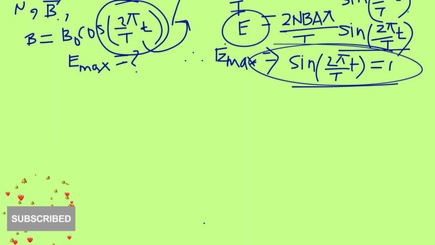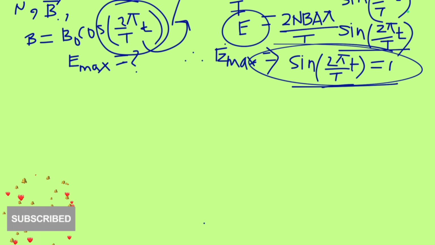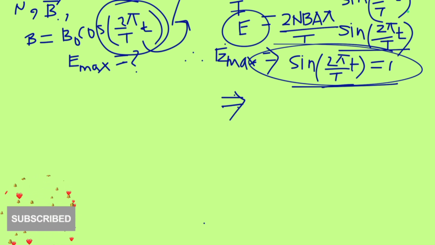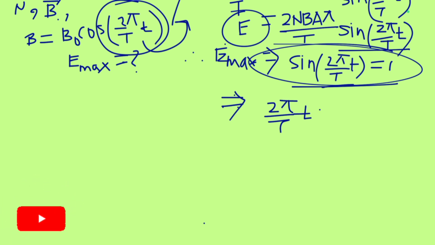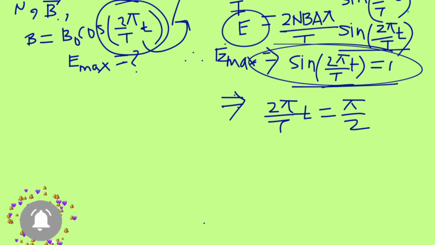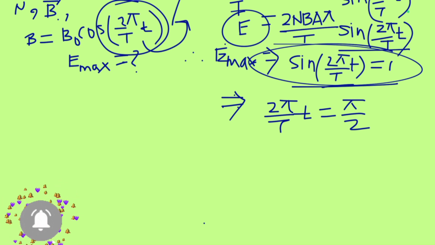Now we get the value of sine omega t equal to 1 when this particular angle has the value pi by 2, that is 90 degrees. So I can imply that 2 pi by T multiplied by t should have the value pi by 2, which means 90 degrees. I am not saying that only at 90 degrees do we get the value of sine theta as 1; at other angles also we will get the value 1.